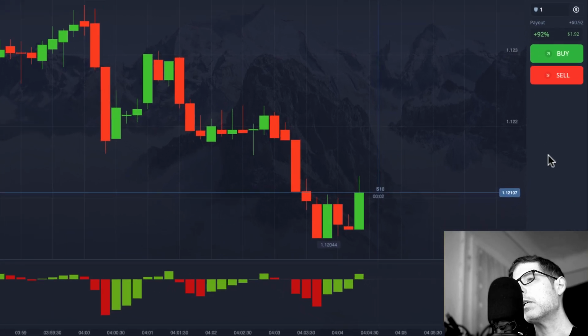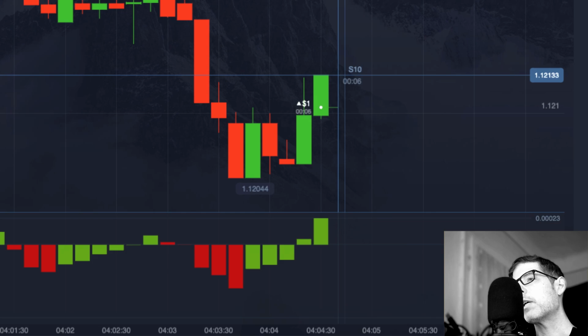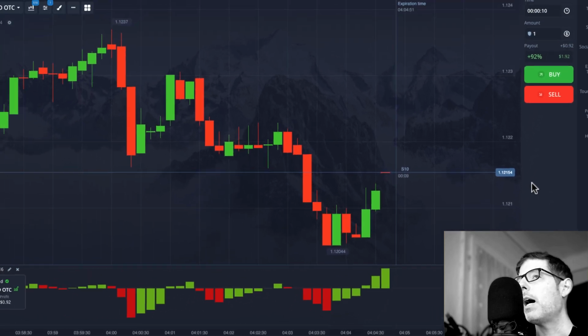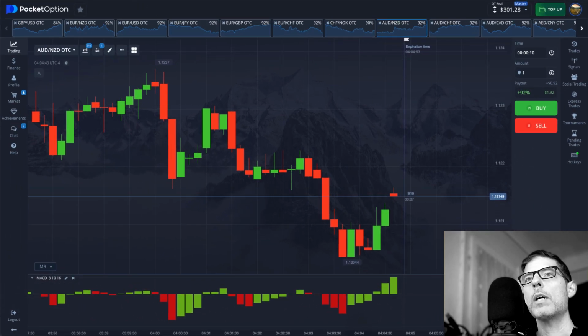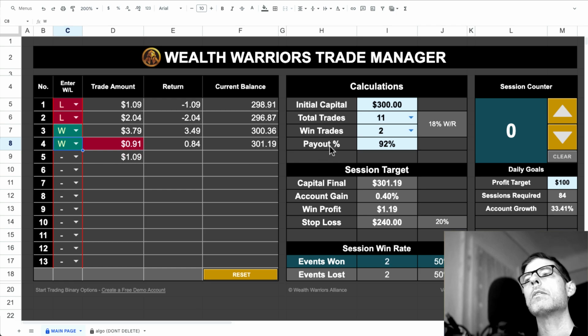But let's go ahead and do another one. Let's see if this closes. There we go. I'm going to go ahead and enter. Maybe we'll get a big push. There we go. 5 more seconds to go. I noticed with these 5 and 10 second candles, these move so fast. Another win. Back over here on the trade manager, mark this as a win. And the session is completed.